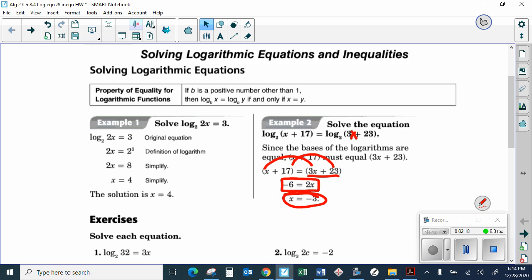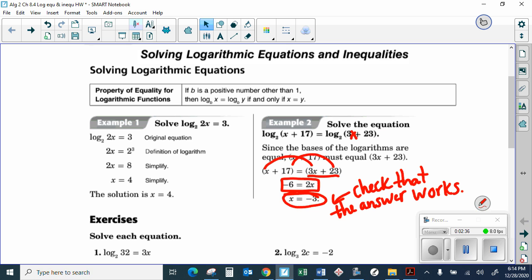Now, with logs, what you have to check is check that the answer works. Otherwise, it's called an extraneous solution, as we've talked about before. When I say it works, that when I plug this x in here, this value, after I plug it in, has to be positive, and this value right here has to be positive. As long as they're both positive, then it works. Okay? If they're not both positive, it doesn't work.